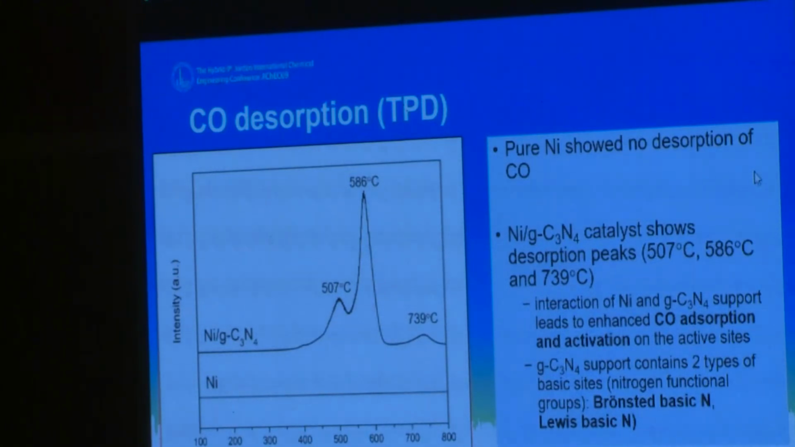However, if we combine the nickel and carbon monoxide as a catalyst, there are three peaks of CO, carbon monoxide peaks at 500 until 750, and it shows the interaction of nickel and carbon monoxide support leads to the enhanced carbon monoxide desorption and activation on the active sites. As we know, the carbon monoxide support contains two types of basic sites, which are the Bronsted basic nitrogen and Lewis basic nitrogen. Okay.